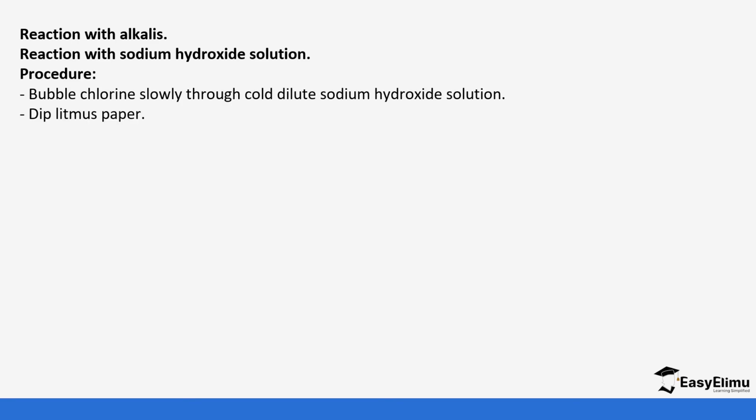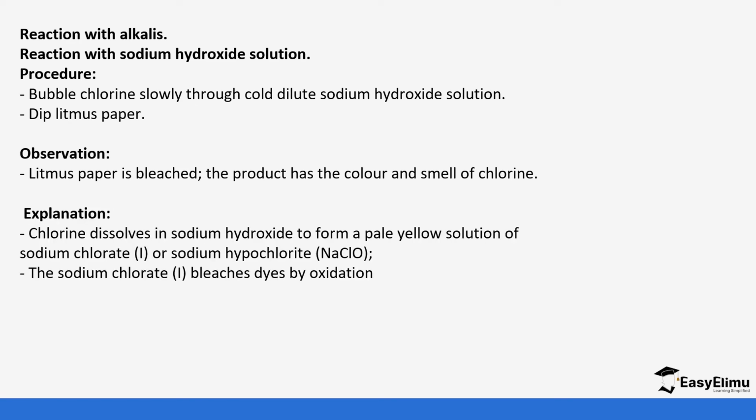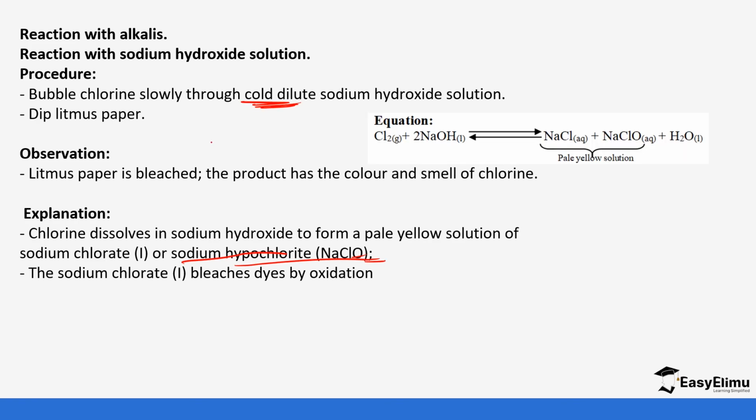So it also reacts with alkalis. For example, chlorine can react with sodium hydroxide solution. In this case, it is important you note the temperature of this sodium hydroxide. If it's a cold sodium hydroxide solution, you notice that the paper is going to be bleached because this reaction forms a bleaching agent. So chlorine dissolves in sodium hydroxide to form sodium hypochlorite. The sodium hypochlorite bleaches because it gives out that nascent oxygen to the dye. So you can see the product that is being formed is sodium hypochlorite, and this is in the case where it is cold and dilute. So that is the equation.